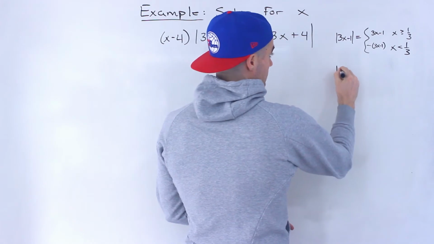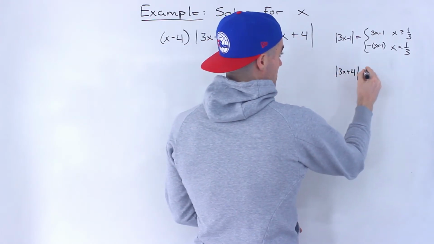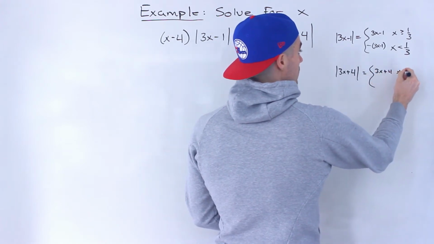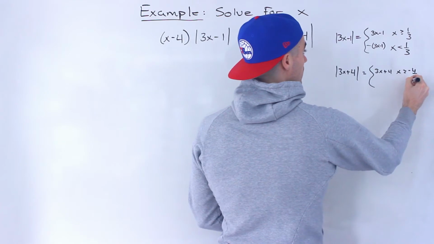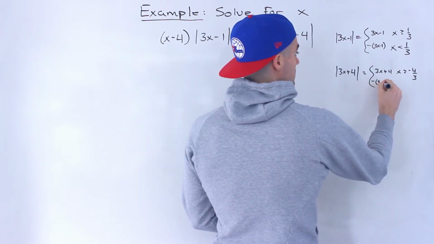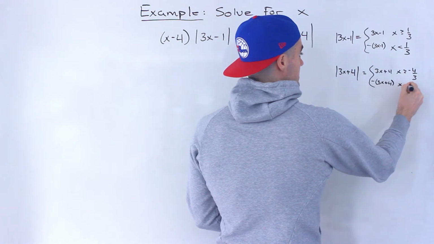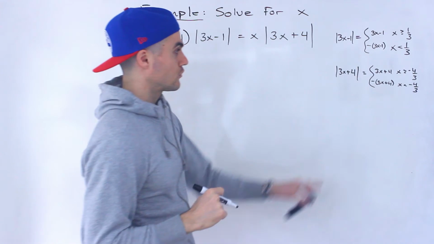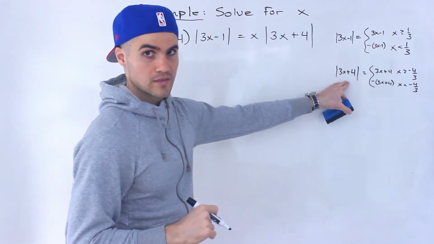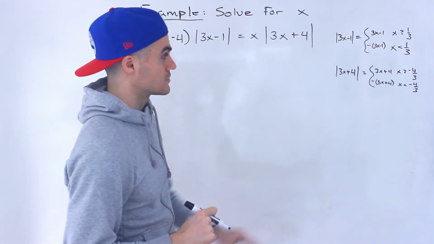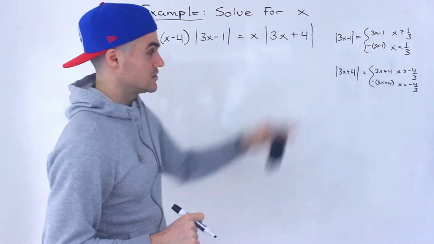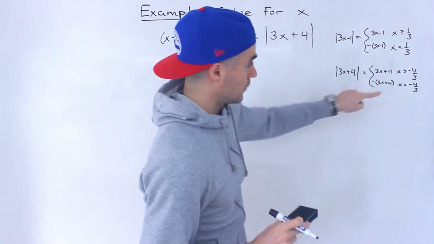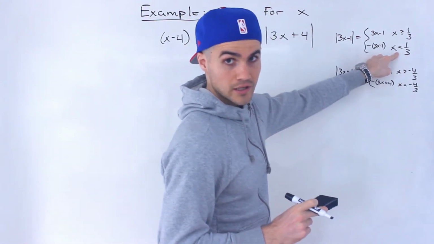Then if we follow that same process for the absolute value of 3x plus 4, this is going to equal 3x plus 4 when x is greater than or equal to negative 4 over 3. It's going to equal negative 3x plus 4 when x is less than negative 4 over 3. When x is less than negative 4 over 3, the expression within the absolute value is going to be negative, so we've got to multiply it by negative 1 to change it to a positive. So notice the two breakpoints we're working with: negative 4 over 3 and 1 over 3.